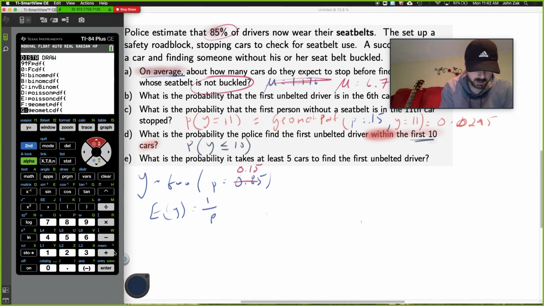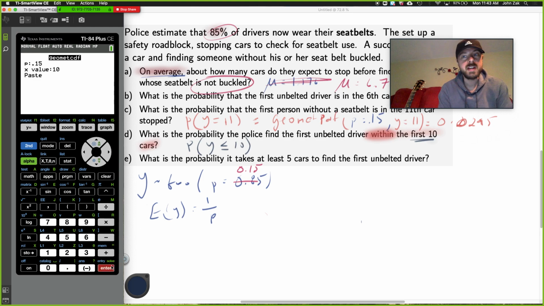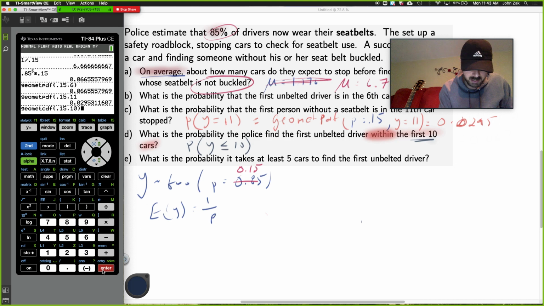Once again, I'm going to go to geometcdf. I'll put in my p, which is 0.15, and I'll put in my x. In this case, since it's within the first 10, that's exactly how CDFs work. Remember, CDFs are always less than or equal to things. The number is the sum of all the probabilities from the first probability up to whatever you plug in. So in this case, geometcdf would work right here.